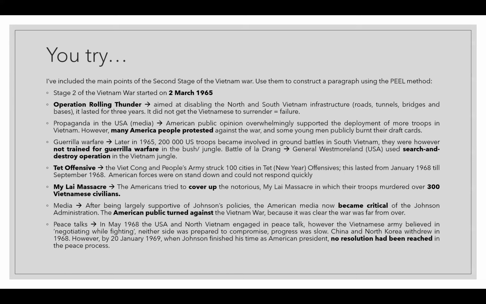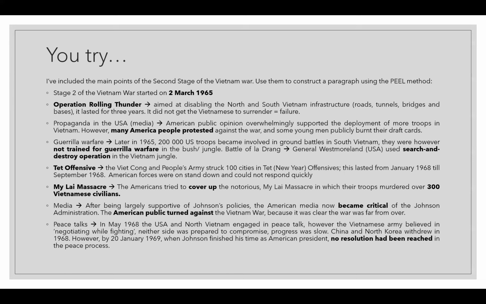Then you have the Tet Offensive, which is one of the major victories for the Viet Cong, where they struck 100 cities, and it lasted from January 1968 till September 1968. American forces were unable to handle this because they were on stand down mode. They weren't ready for it. They couldn't respond quickly enough. So it was considered a victory for the Viet Cong.